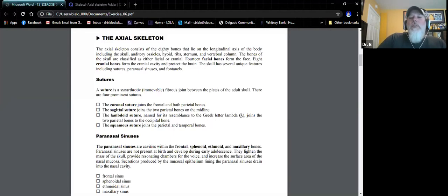But it's shaped like the Greek letter lambda, which you can kind of see is kind of an upside down V. And the lambdoid suture is going to separate our 2 parietal bones from the occipital bone.